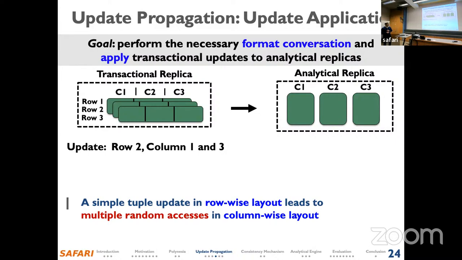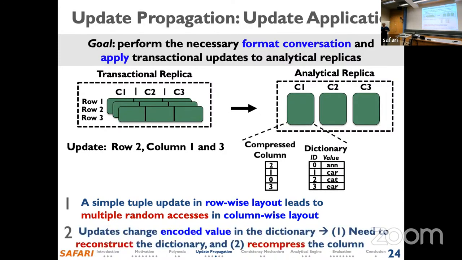So now you need to take a row and basically find where the updates are, change it, and apply it to a particular column in an analytical replica. At the same time, the values in the analytical replica are often encoded to reduce the amount of space required for the analytical replica itself. So once we have the update, we have to reconstruct the dictionary that is used for this encoding and also recompress the column again in the analytical replica.